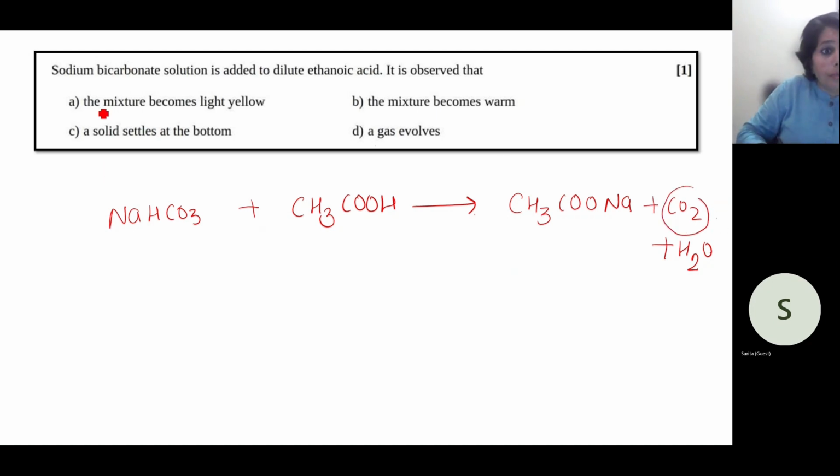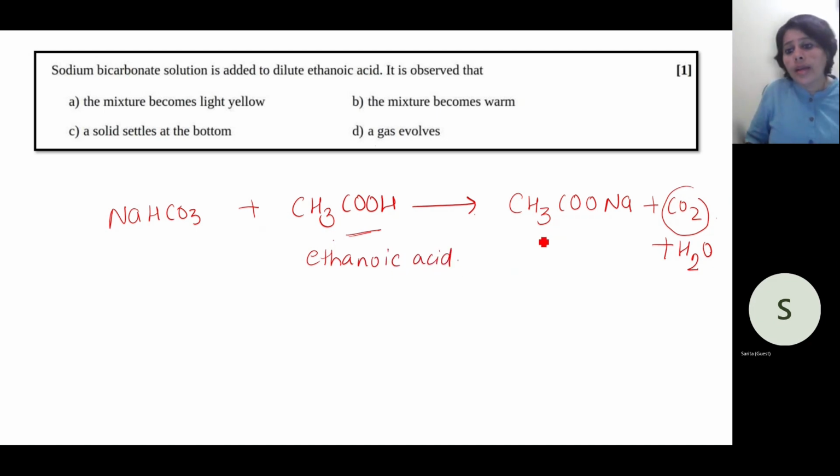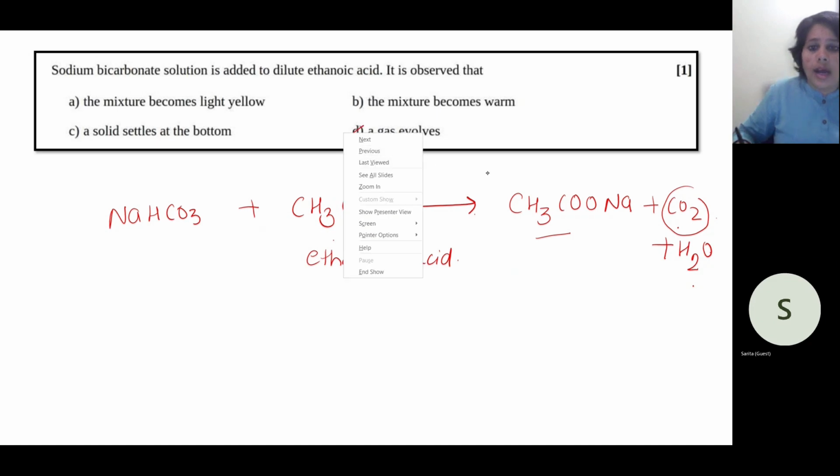So whenever sodium bicarbonate solution is added to ethanoic acid, then we will get sodium salt of carboxylate and carbon dioxide and water. So the answer is a gas evolves. This is the answer.